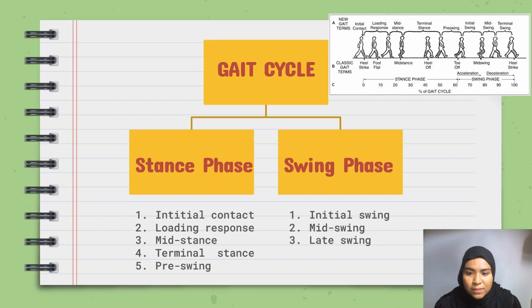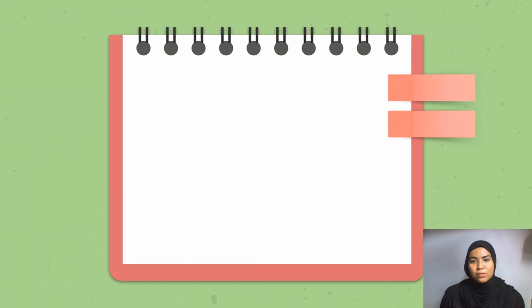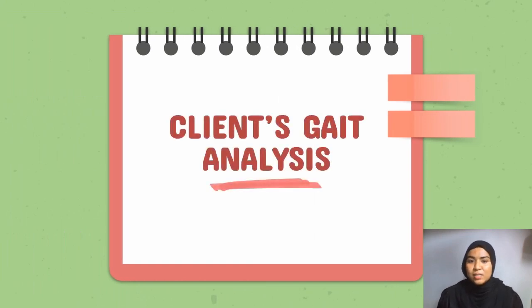And for swing phase, it accounts for 40% of the total gait cycle, during which the foot is not in contact with the ground and the body weight is carried by the opposite leg and foot. In this phase, it is divided into three sections, which are the initial swing, the mid swing, and the late swing. Okay, now we proceed with our client's gait analysis.